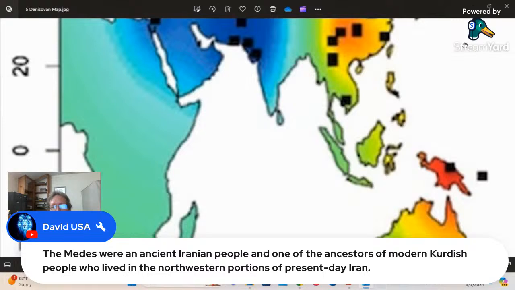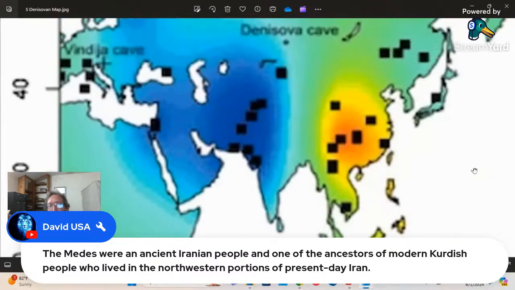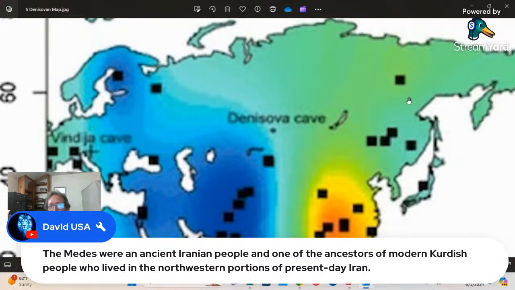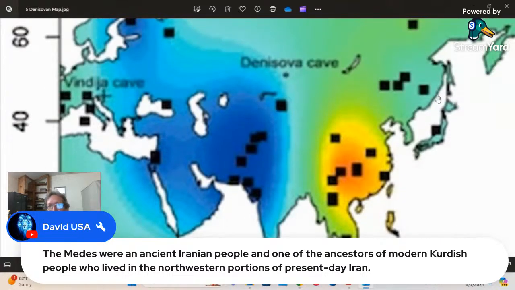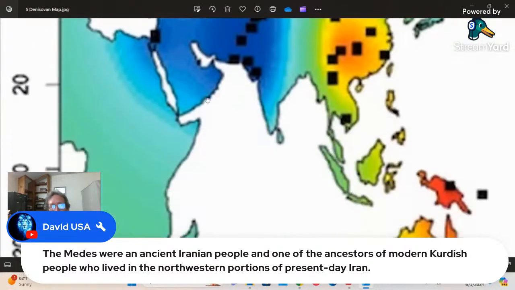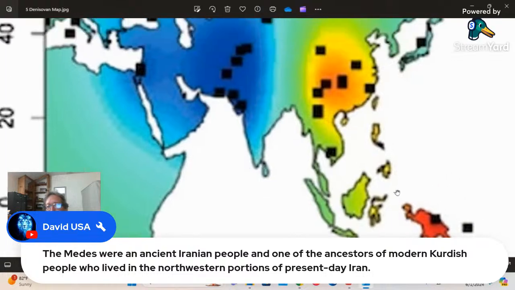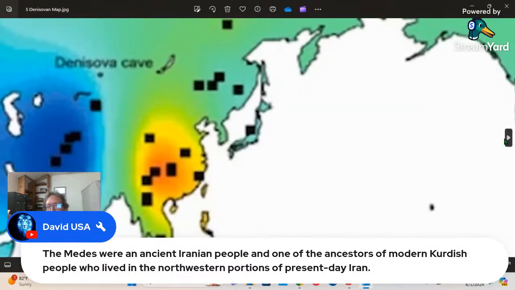But it kind of shows that it's a mixture of African and Eurasian up here. So this light green up here shows Eurasian. This light green here is African. Denisovans are a mixture of Eurasian and African, which makes a lot of sense.